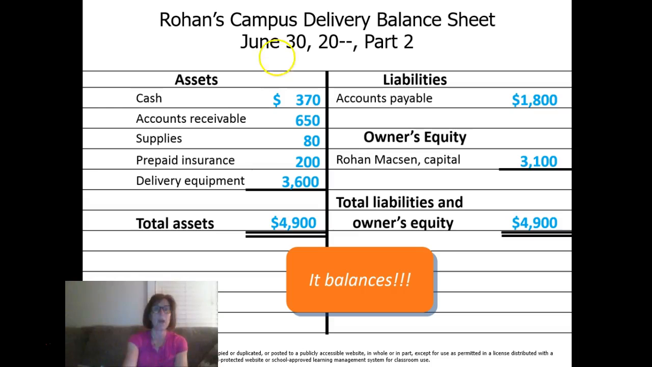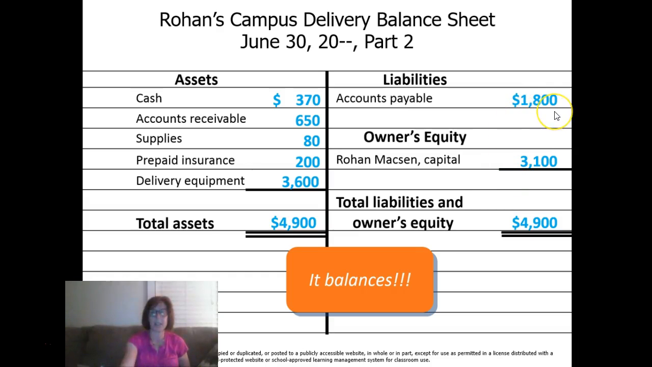And you see we have our accounting equation here just in statement form. We've got our assets listed out here, and they total $4,900. Our liabilities, if you remember from the end of our lecture video on the liabilities, we still owed $1,800 in delivery equipment that we hadn't paid for. We then have Rohan Maxon's equity account, which we figured out, and it all meshes. This is our double check.